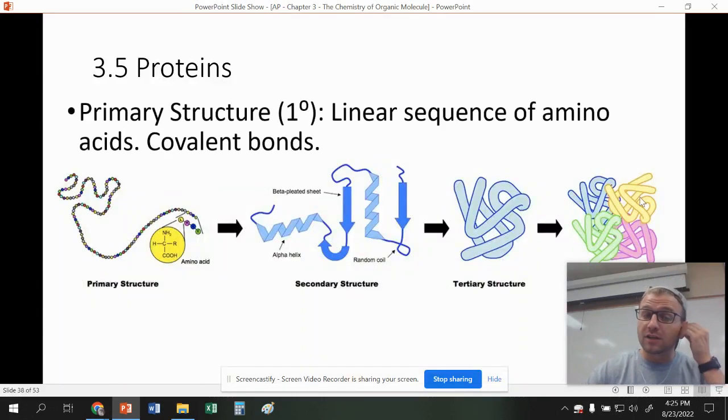All right, so we have 4 different structures within a protein. 4 different almost layers. The first is called the primary structure, this is the linear sequence of amino acids. These are held together by those covalent peptide bonds. This is just the literal, hey, we have a glycine, we have a valine, we have a leucine. That sequence is known as the primary sequence.